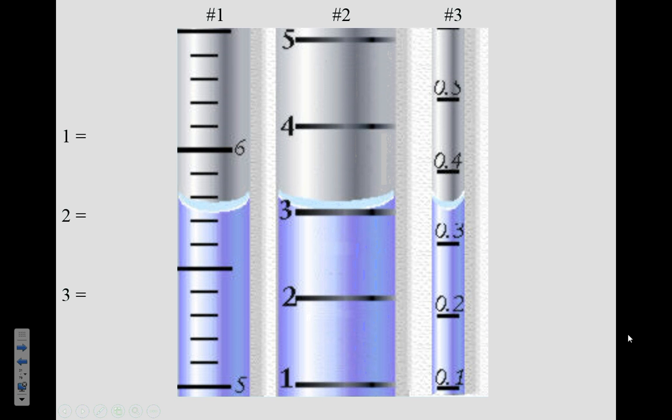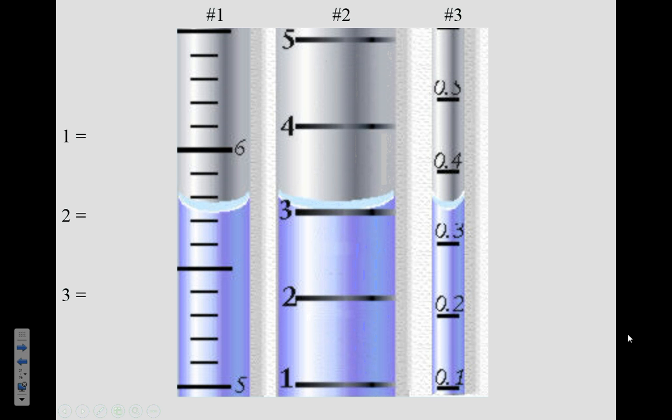Now, here's some that look like real graduated cylinders a little bit more. And you don't have any dotted line. So look at these 3 cylinders and make your estimates here. So pause the tape and make your estimates. Remember, the key is how many decimal places will it read to? And then I go to one more decimal place than that smallest division.